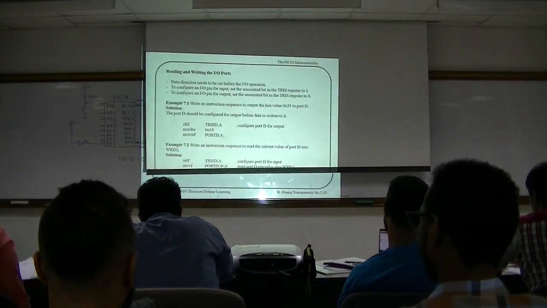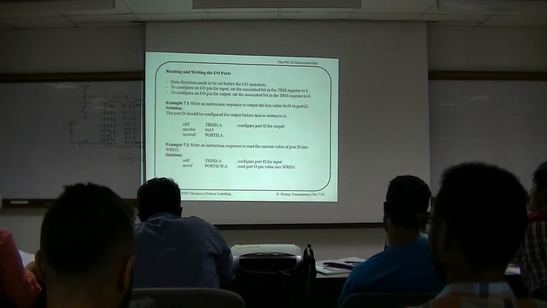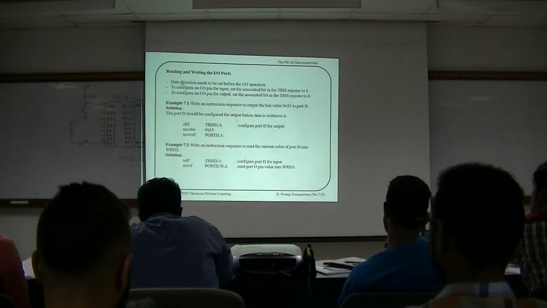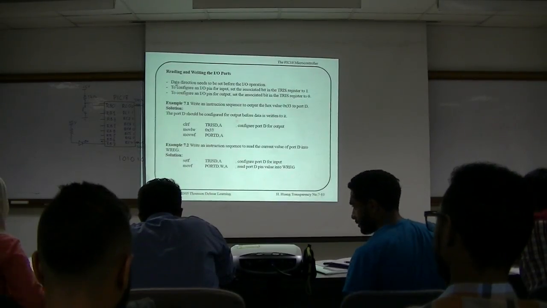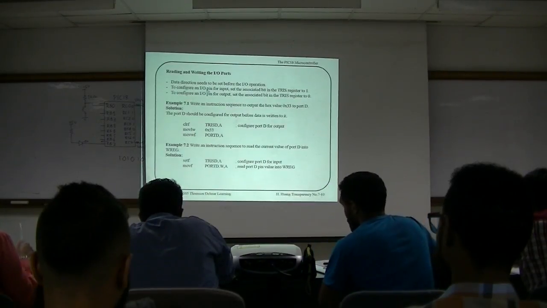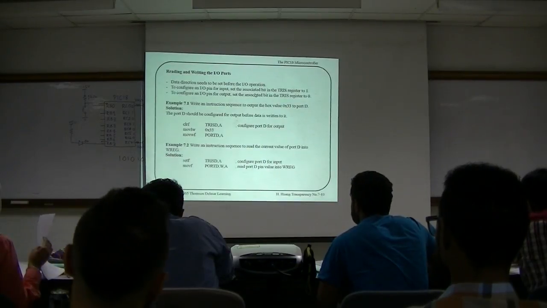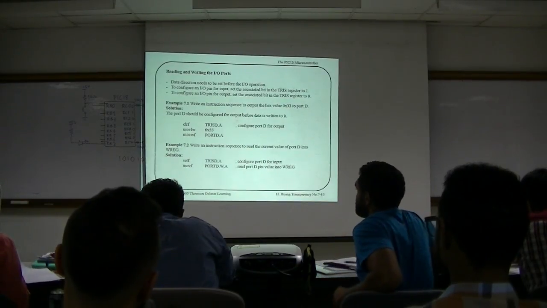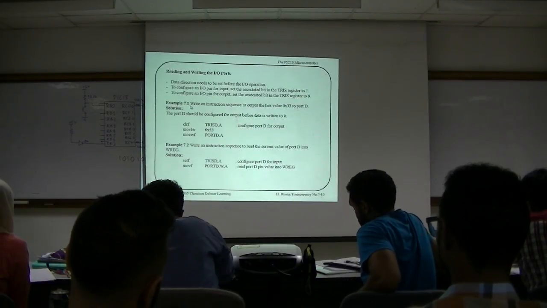We'll go through a few examples of the slide before I go to the Proteus. So this is on the reading and writing of the input-output ports. As I mentioned earlier, the data direction needs to be set. To configure a pin for input, set the associated bit in the TRIS register to become 1. I just mentioned that. And same thing with 0 if you want to configure it to become output. So here are a few examples.